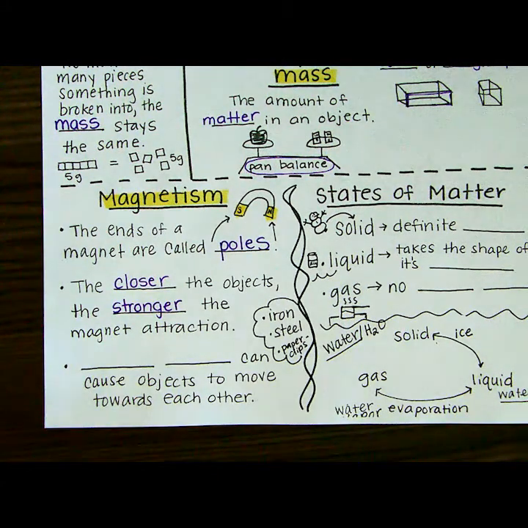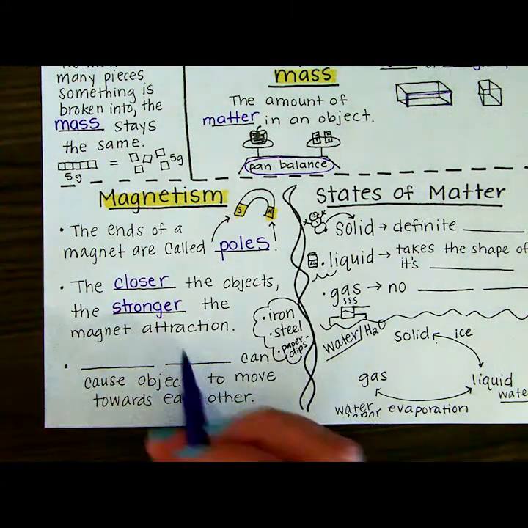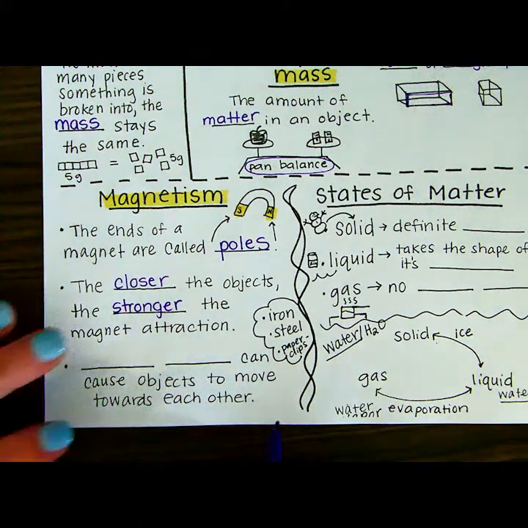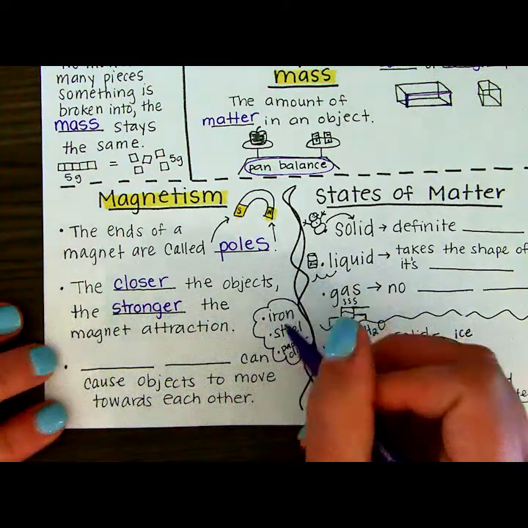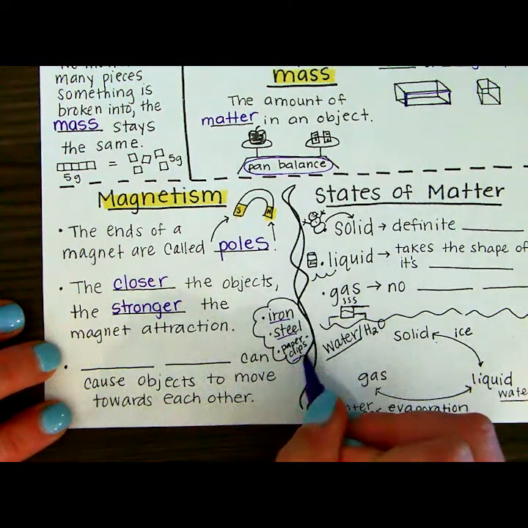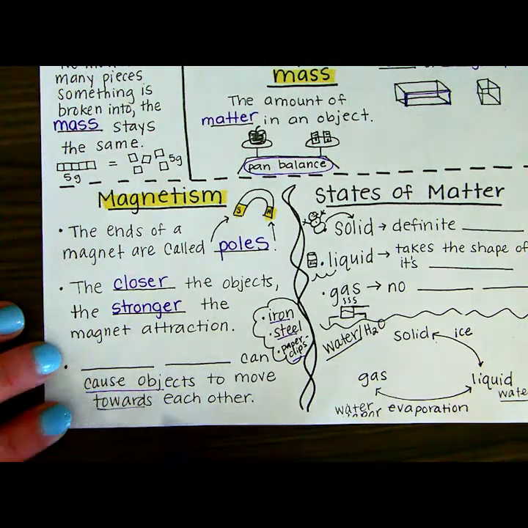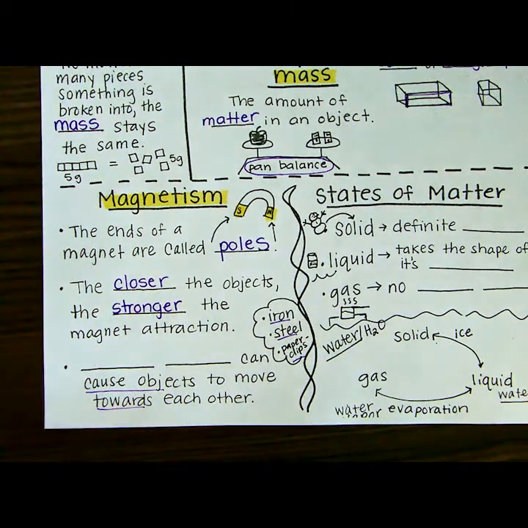Let's look at this last statement down here. Blank can cause objects to move towards each other. Well, if you have objects such as iron, steel, or paper clips, what's going to cause them to move closer towards each other? Right, we call that magnetic attraction.